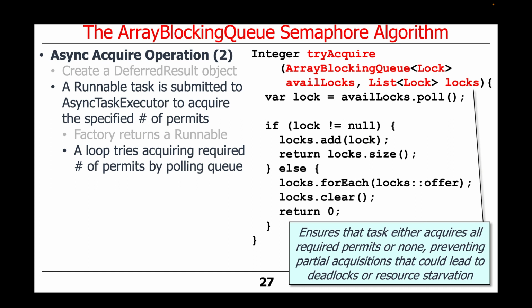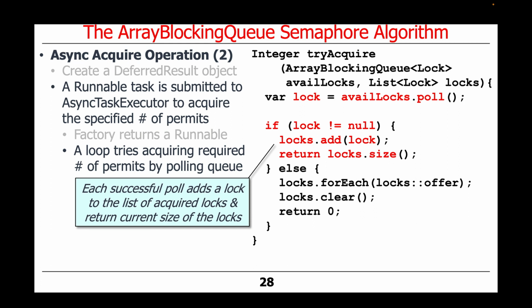So try acquire, as you can see, takes that ArrayBlockingQueue and the locks list we're trying to build up, and it's going to ensure that this task either acquires all the required permits or none, thereby preventing partial acquisitions that could lead to deadlocks or resource starvation, which is one of the subtleties of trying to implement a concurrent distributed semaphore, where we have multiple clients calling acquire, trying to acquire multiple locks simultaneously.